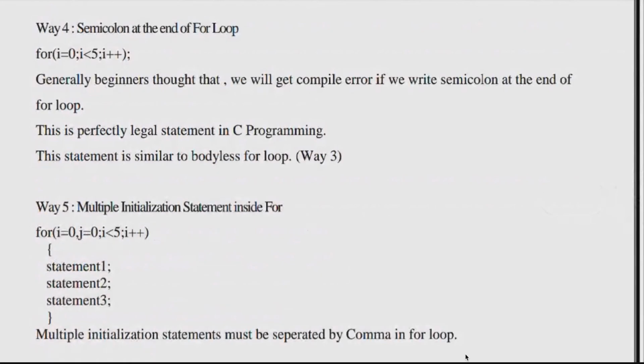See, now we don't have any semicolon in the earlier ways. If you put a semicolon after the for loop, it will be considered a bodyless for loop. So once it is a bodyless for loop, you won't get any output, because there is no body. That's why. Now one more way is multiple initialization statements inside a for loop.